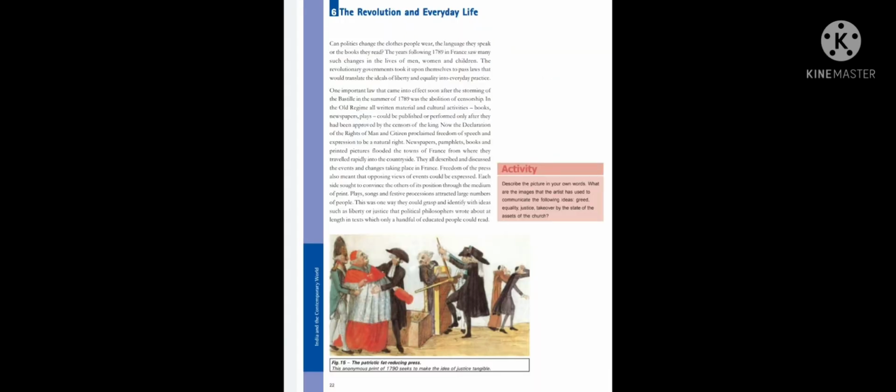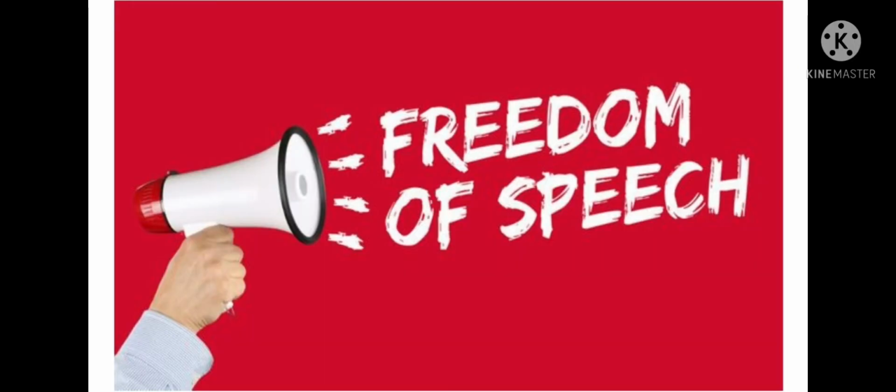Our last topic is the revolution and everyday life. Soon after the storming of the Bastille in 1789, or after the French Revolution, censorship was abolished. That means the people would now have the freedom of speech and expression. During the old regime, meaning before 1789 or before the revolution in France, all written materials and cultural activities like books, newspapers, plays could be published only after the approval of the king.